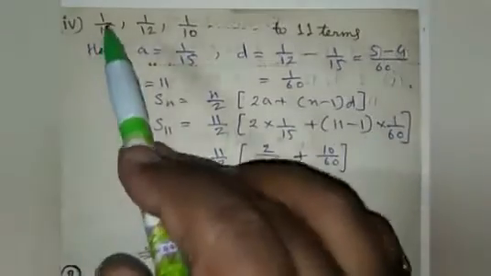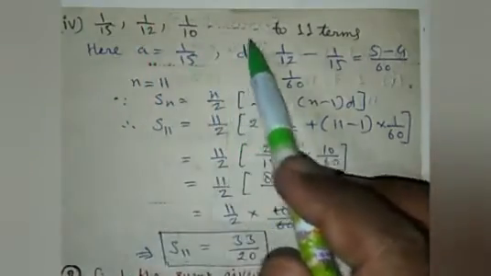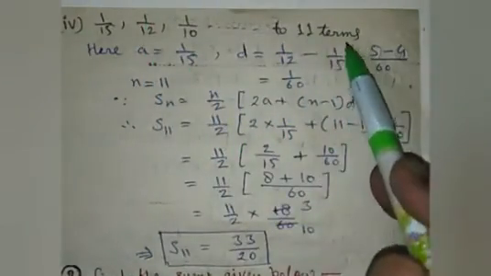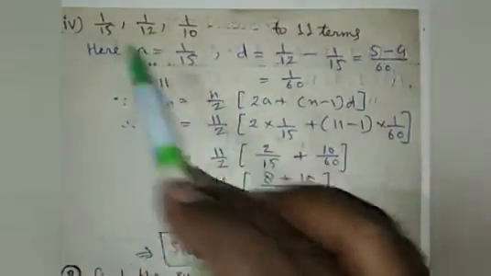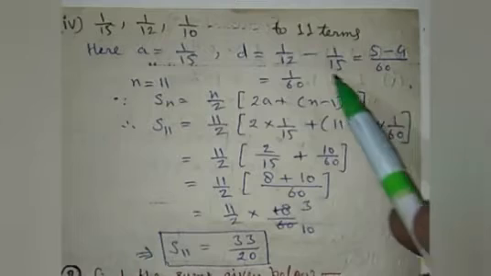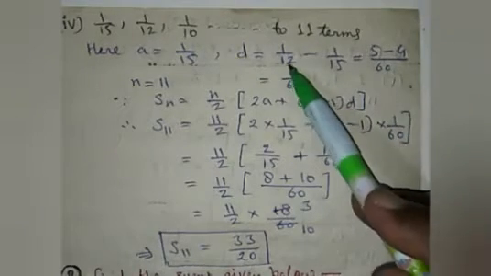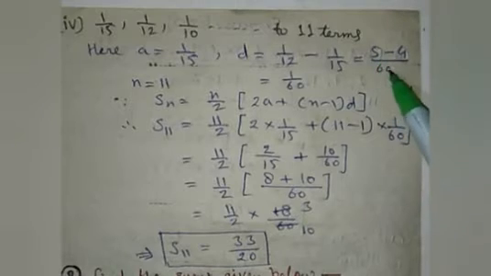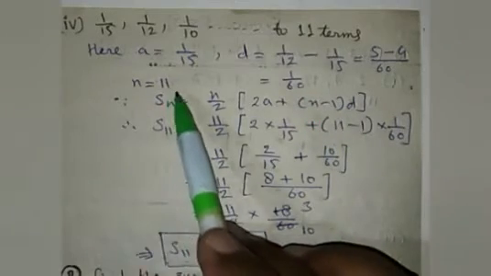In the fourth part, the terms are 1 upon 15, 1 upon 12, 1 upon 10. Here the total number of terms is 11. So here a equal to 1 upon 15 and d equal to 1 upon 12 minus 1 upon 15. That is equal to, taking the LCM, which is 60, 12 fives are 60, so 5 minus, 15 fours are 60, minus 4. So you will get here 1 upon 60, and n equal to 11.